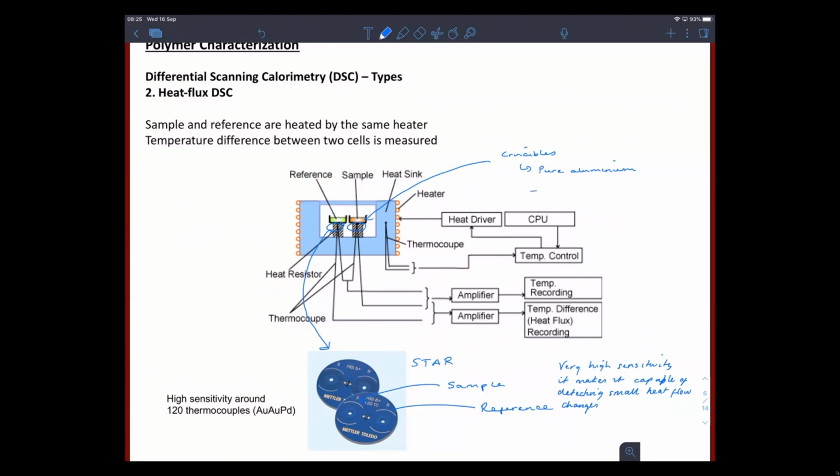So the crucibles can be hermetically sealed. We've mentioned that previously, so it's completely airtight. It can be left fully open. And it also can be covered by a pierced lid.